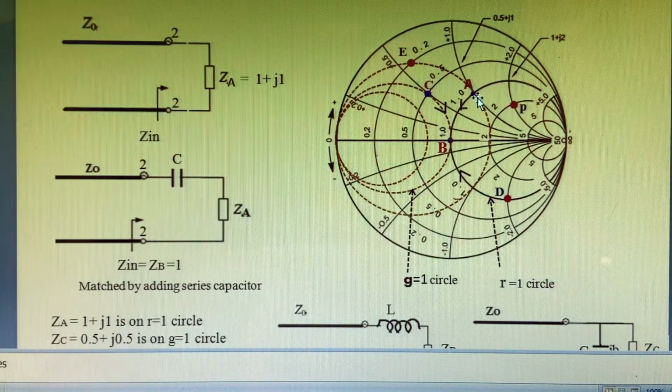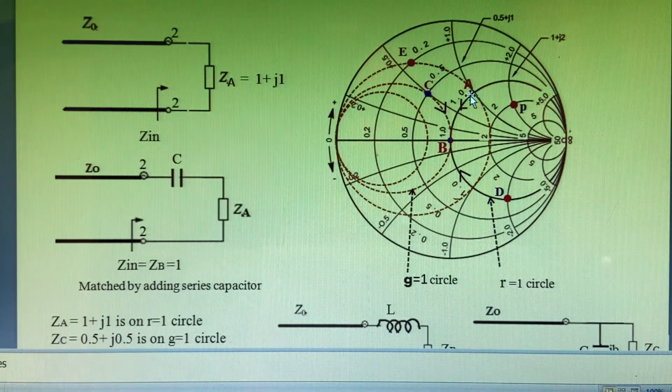So we have to add some reactive element to this impedance to bring it to the value at B. As we studied in the previous topic, we can add reactive elements to the impedance either by moving on the resistance circles or reactance circles passing through the point A. This is point A, the existing load point.